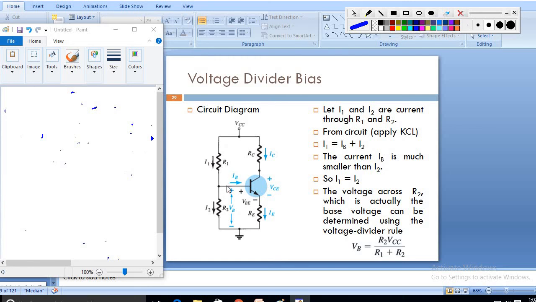If there is a node formation, we have to apply KCL. It will be much easier than applying KVL. For that reason I'm applying KCL here at the input side. Just remember this point: at voltage divider bias I'm applying KCL because a node is created. At that node, the sum of incoming currents is equal to the sum of outgoing currents. Compared to the other two, voltage divider bias is the most stable biasing circuit.